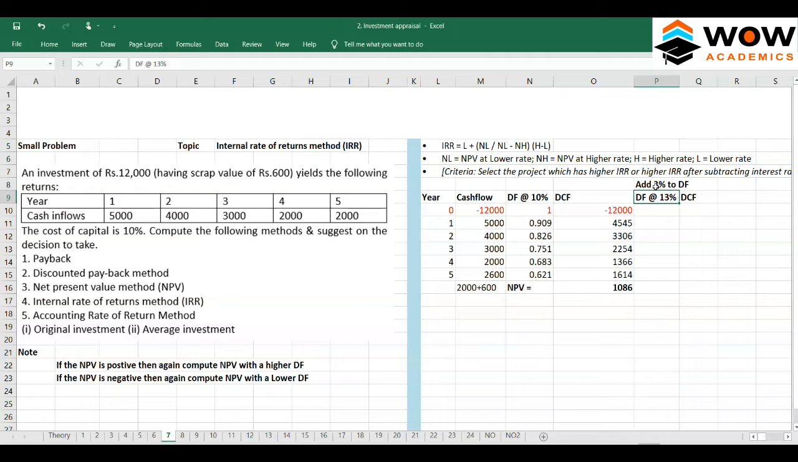With this we'll try to compute. Again, for the first year it is 1. From the second year it is the previous year divided by 1 point discount factor. The discount factor is 13 this time. So let's get the answer. It's 0.88. For all the years we'll put it. We got the numbers.